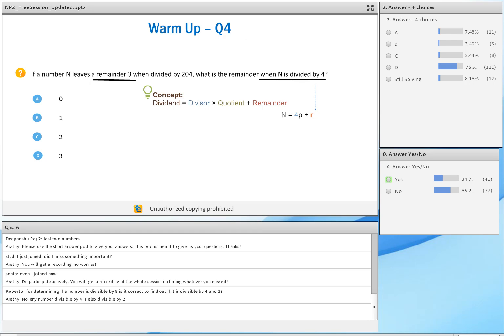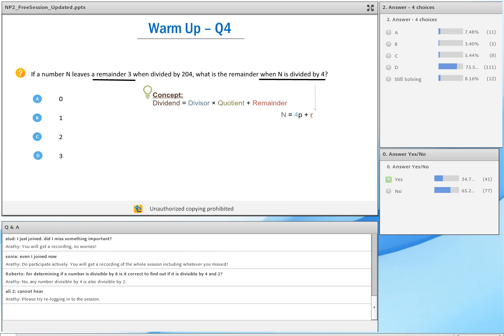So what it really means is we have to express n as 4p plus r. Okay, that's our goal. If you can express n as 4p plus r, then r is our remainder. And remember, r has to be a, greater than or equal to 0, and b, less than your divisor. Those are the two constraints that r has to satisfy. So we say, okay, what's given to us? n is equal to 204q plus 3.